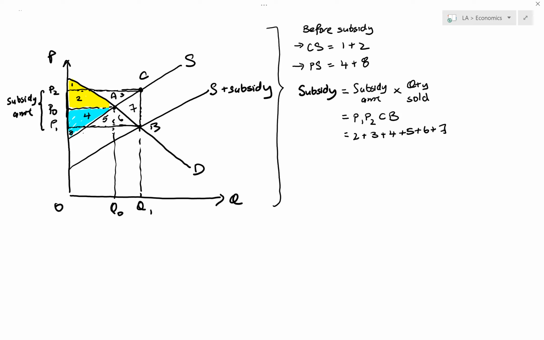Because subsidy amount times the quantity sold is 2 plus 3 plus 4 plus 5 plus 6 plus 7. So can you now see that for a government to subsidize, they have to spend quite a lot. So how do they spend? They have to earn, right? So they tax. Tax some place and spend.